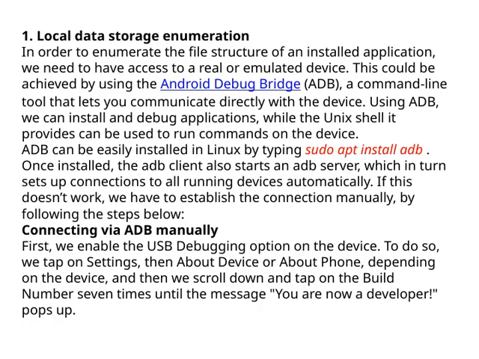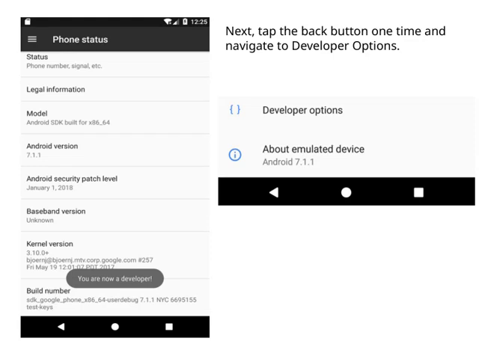Connecting via ADB, whether automatically or manually, is a key step in understanding how applications store data locally. Next, tap the back button one time and navigate to developer options. This step is crucial because it takes us deeper into the settings where we can access advanced features. By tapping back once, we're essentially stepping back from the current menu to find the developer options.